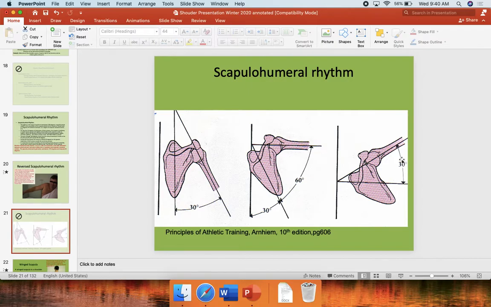And then as you move through these last little bits, as we get towards the extreme ranges of motion close to 180, so this is like 120 to 180, it becomes a 1-to-1 relationship, where for every 1 degree that your glenohumeral joint upwardly rotates, your scapula also moves that 1 degree.